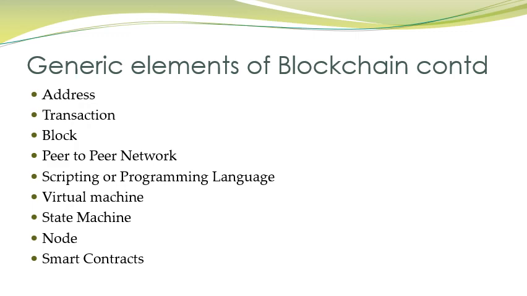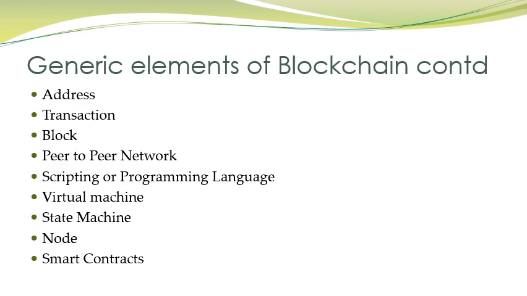So you can say address. Every blockchain has these generic elements. It depends on the design of the blockchain. Some blockchains have these elements, some blockchains have more elements other than these elements also. But whatever the basic elements are given in this list: address, transaction, block. It has peer-to-peer network. For developing the blockchain we require some programming language, scripting language, virtual machine, state machine, node, and smart contract. So we will see in detail one by one what these generic elements of blockchain technology are.